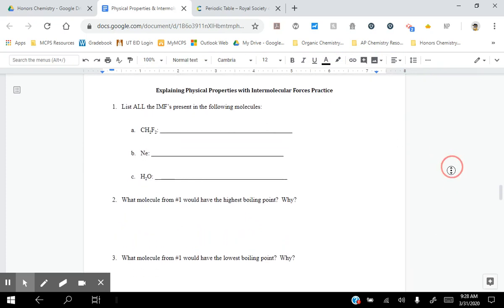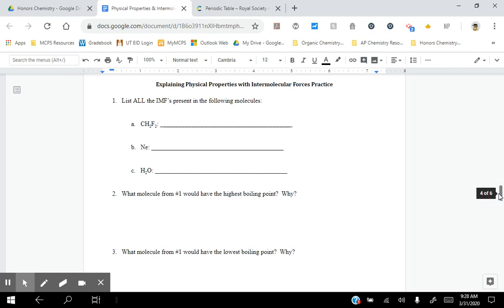The whole goal of this lesson is to be able to explain those physical properties that we see by identifying our intermolecular forces. So we're going to go through and do a couple of practice problems. In my classes, I gave a packet a while back on intermolecular forces. This is basically a modified version of that assignment. So there is additional practice in that packet for you.